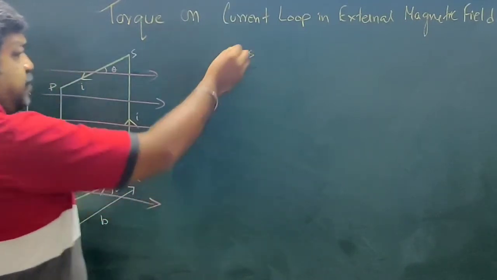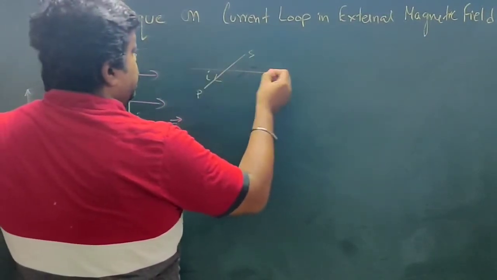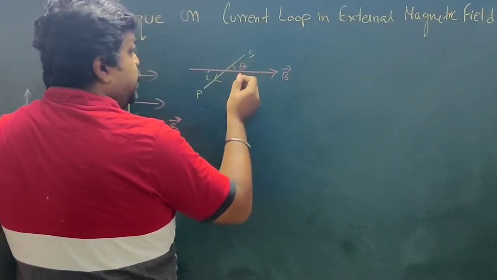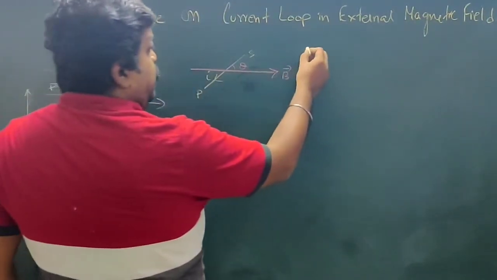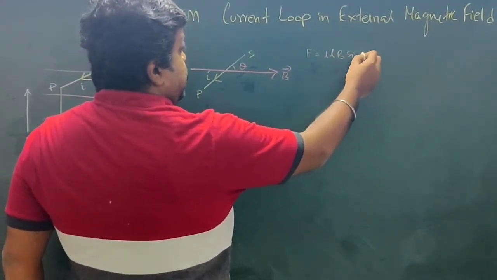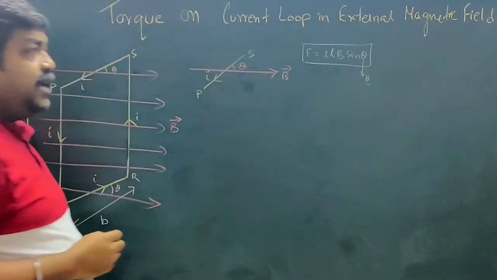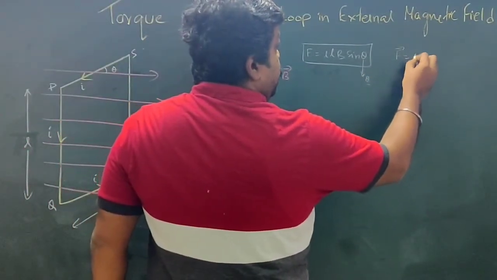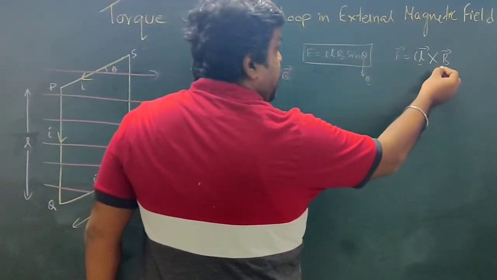Current is flowing like this in the downward direction. Strength of the current is I, and this is the direction of the magnetic field B. This angle is theta. Now, in the expression for force, F equal to ILB sin theta, this is the magnitude of the force. This theta is the angle between L and B. In vector form, it is F equal to IL cross B, so theta is the angle between L and B.